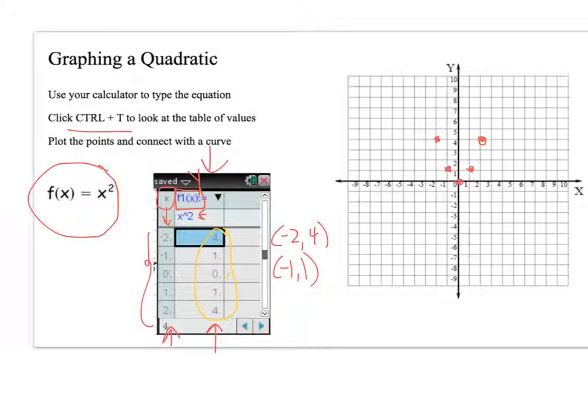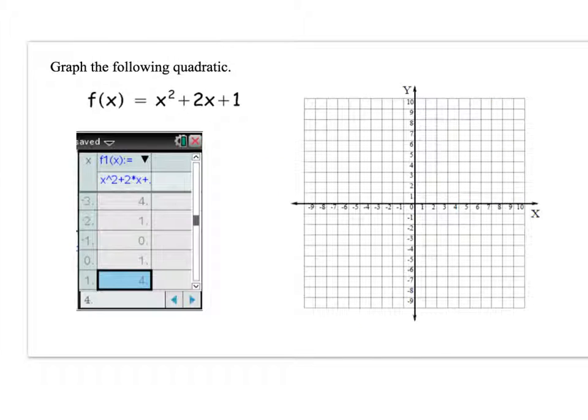Now when you connect these, you must connect them with a curve. We don't want this V looking shape because that's actually the graph of a different function. So we're going to just connect it with a nice curve, make it look kind of like a U, and put arrows at the end because we're taking points from a table of values and they can extend indefinitely in either direction. And that's how you would graph this, and of course you would label in the end. There you go.